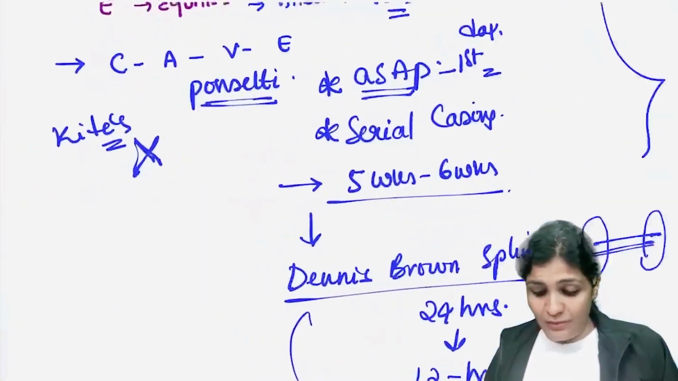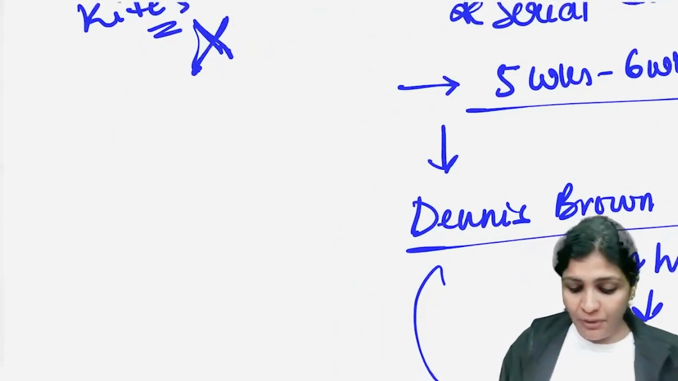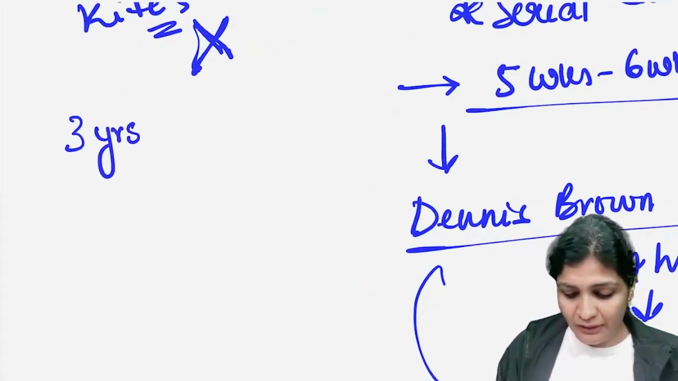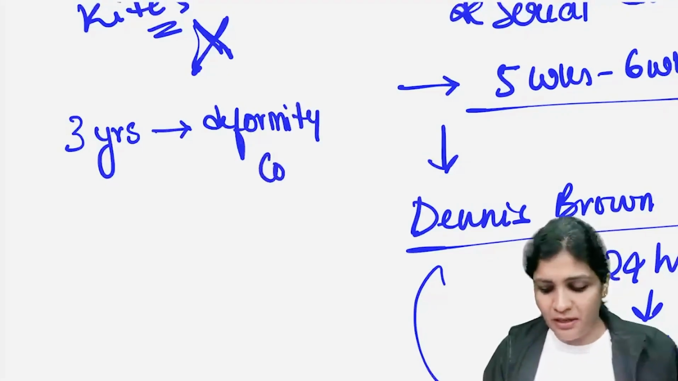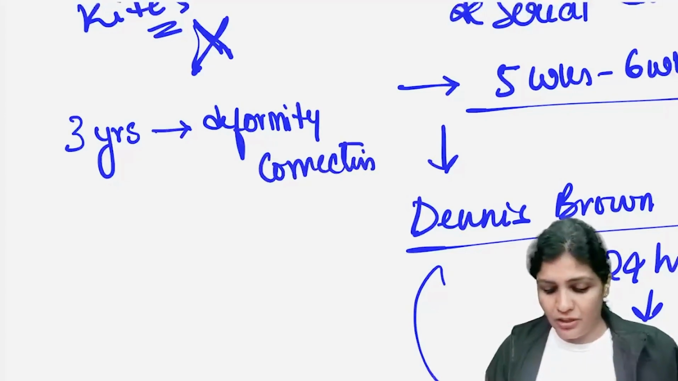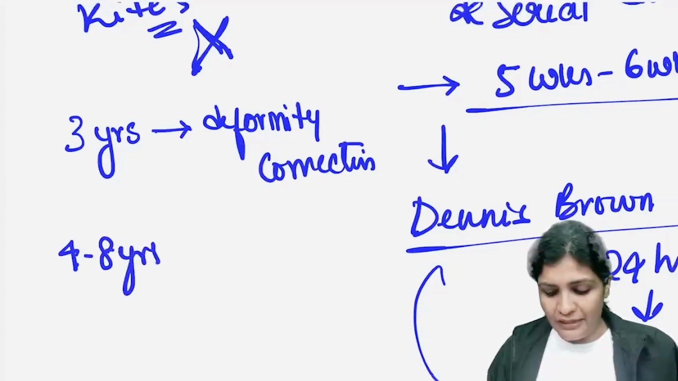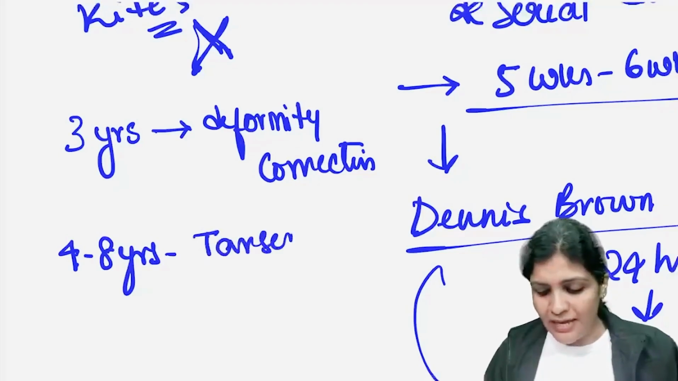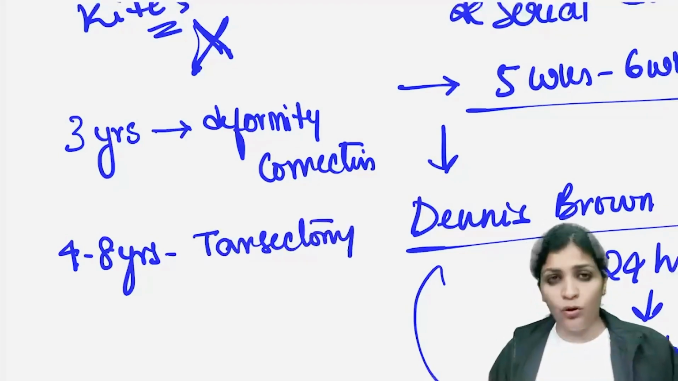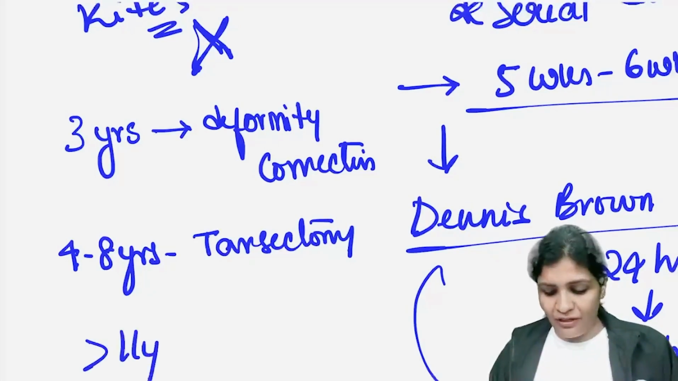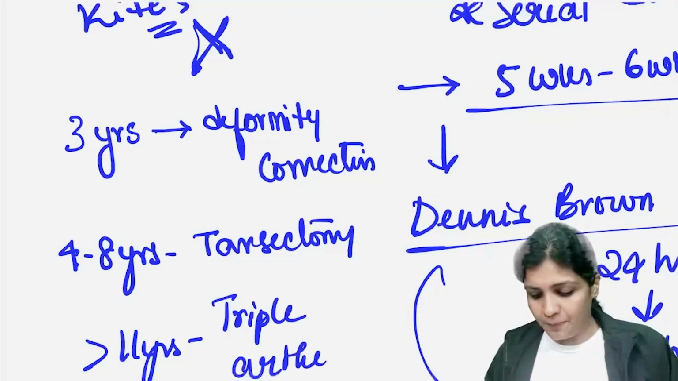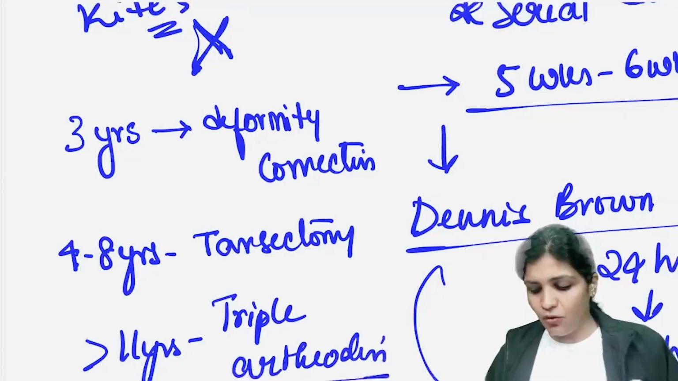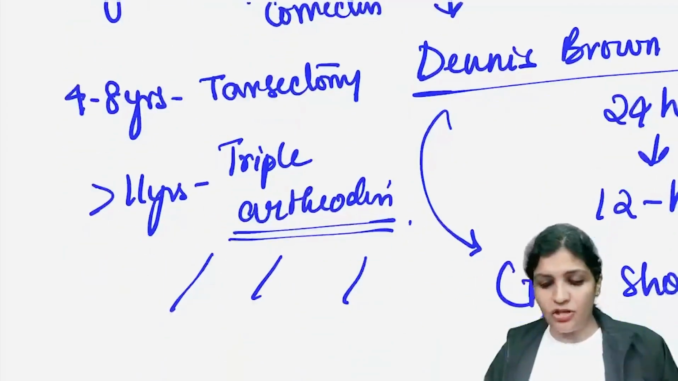And now, what are the various surgeries you have to remember? If the patient is more than 3 years, you do deformity correction, as there will always be deformities present. If it is 4 to 8 years, you can go for something called wedge tarsectomy, or removal of the bone. If it is more than 11 years, you go for triple arthrodesis, that is fusion of the joints. Triple means 3 joints which we fuse.